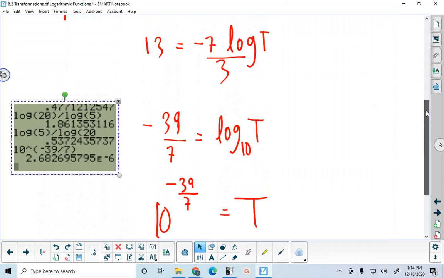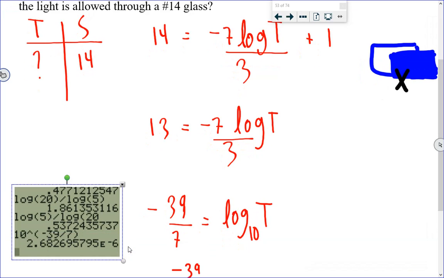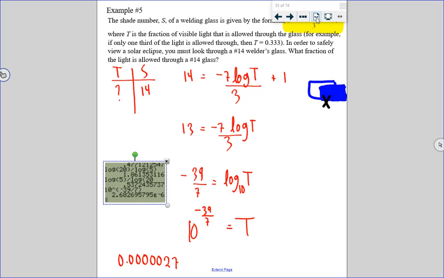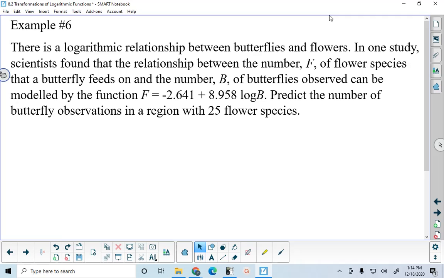But does anybody have any questions with how we solved that equation? There's all of our work. All right, the final question in this first lesson today says there's a logarithmic relationship between butterflies and flowers. And the first time I saw this, I kind of laughed and said, you gotta be kidding. I've seen some very contrived math examples that teachers make up, but this takes the cake. But it's true. I thought this was made up.